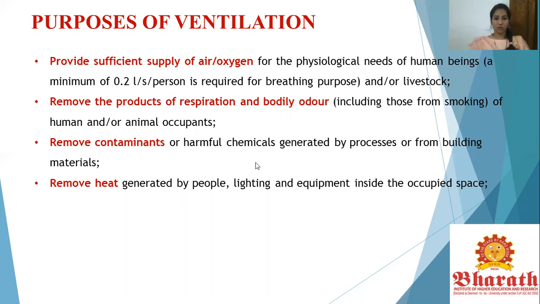Two is to remove the products of respiration and bodily odor. If the place is not ventilated, the products of your respiration, the heat that you let out, and the bodily odor keep circulating inside the building. All these things have to be let out. The other one would be to remove the contaminants or the harmful chemicals that have been generated from the building. If they're not let out, you see how many contaminant spaces have issues.